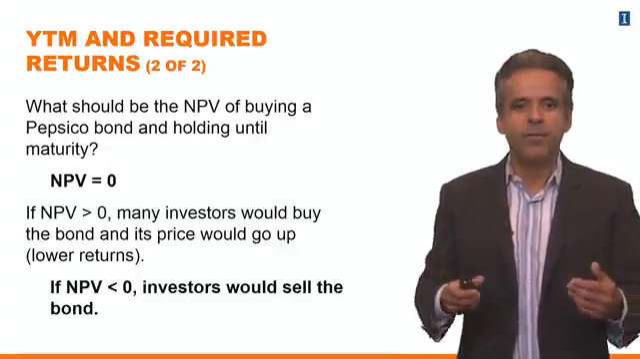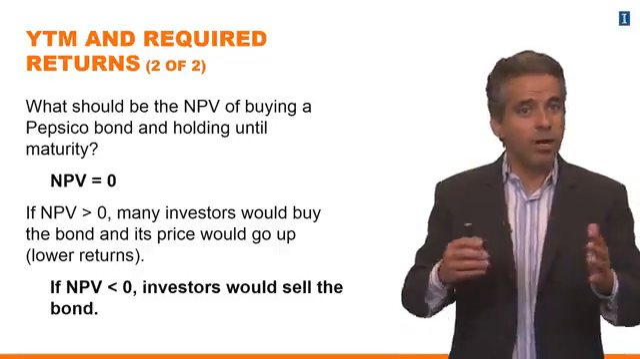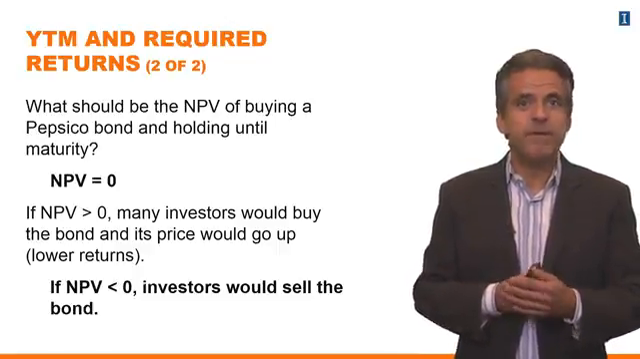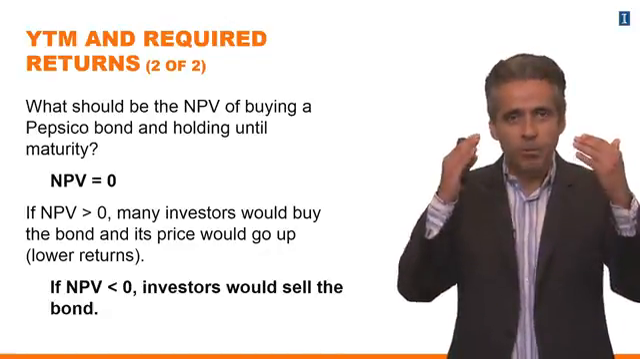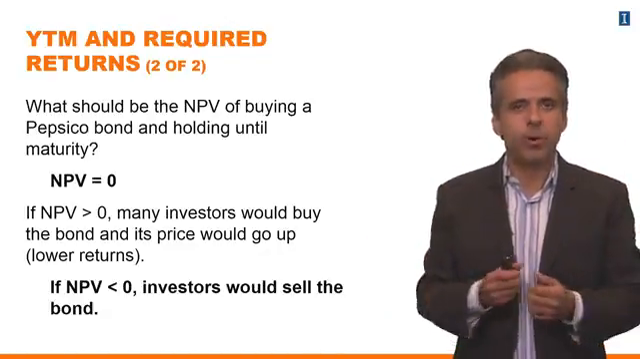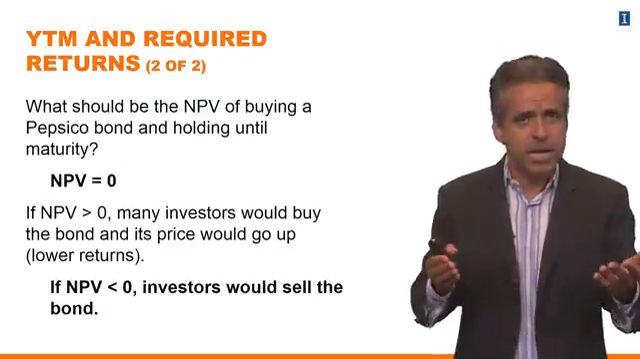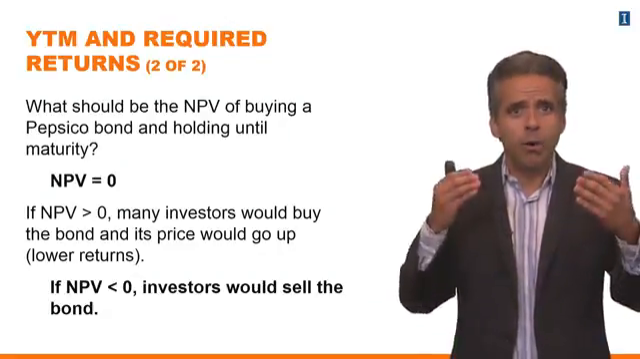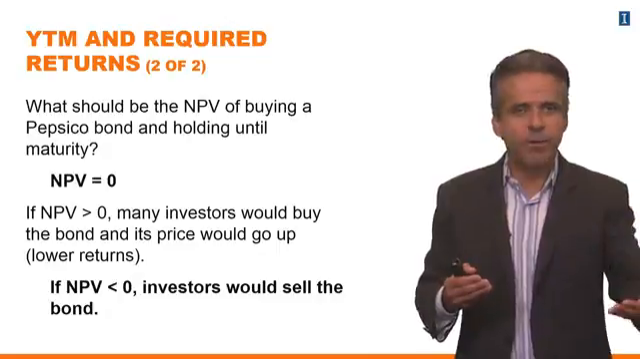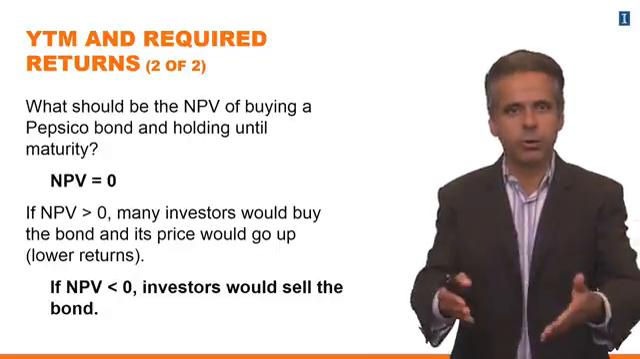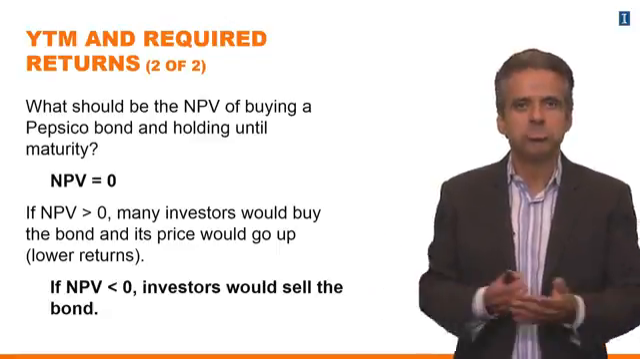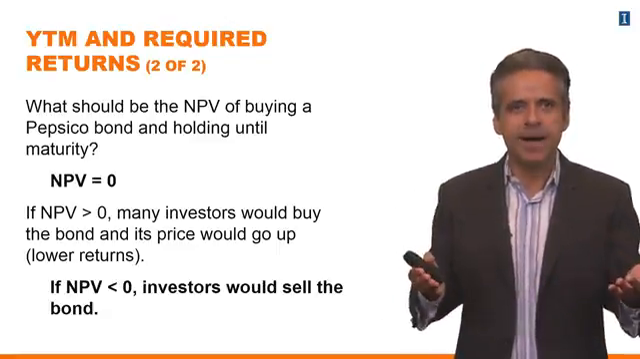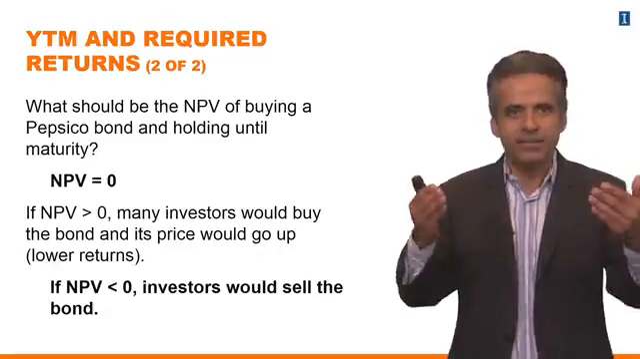Okay? Think about the following. Suppose the NPV was positive. Think about what it would take for you to buy a PepsiCo bond. Okay? If you had the money, all you need to do is pick up a phone, call a trader, or go to your computer and buy a PepsiCo bond. Okay? You should not be making money by that, right? It's very easy to do that.